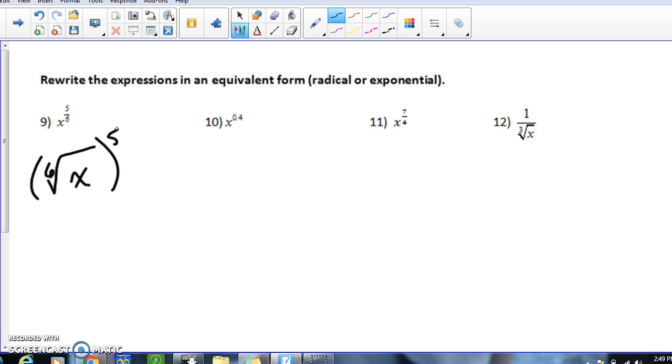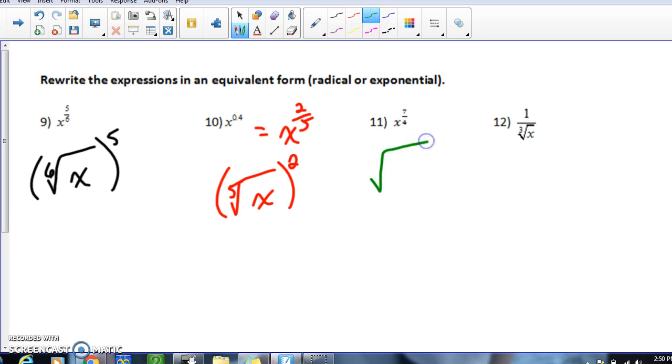Okay, the problem with the next one, number 10, 0.4 isn't a fraction. I hope that you know 0.4, its equivalent fraction, is 2/5. And then once you know that, it's easy to say, okay, the denominator is my root, so this becomes the 5th root of x squared. Okay, and then x to the 7/4. Again, the denominator is my root, so this becomes the 4th root of x raised to the 7th power.